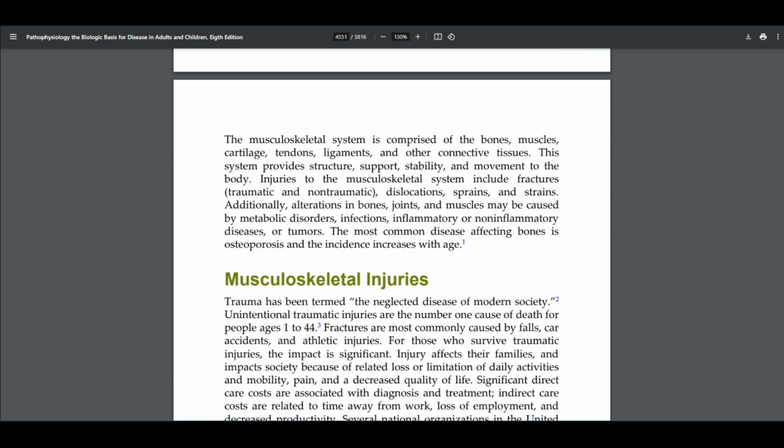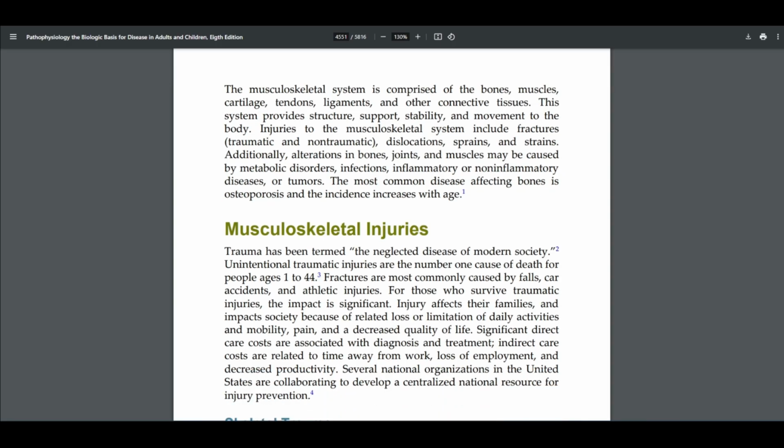The musculoskeletal system is comprised of bones, muscles, cartilage, tendons, ligaments, and other connective tissues. This system provides structure, support, stability, and movement to the body. Injuries to the musculoskeletal system include fractures, dislocations, sprains, and strains. Additionally, alterations in bones, joints, and muscles may be caused by metabolic disorders, infections, inflammatory or non-inflammatory diseases, or tumors. The most common disease affecting bones is osteoporosis, and the incidence increases with age.